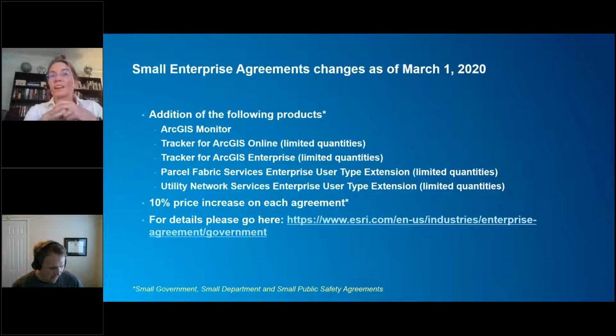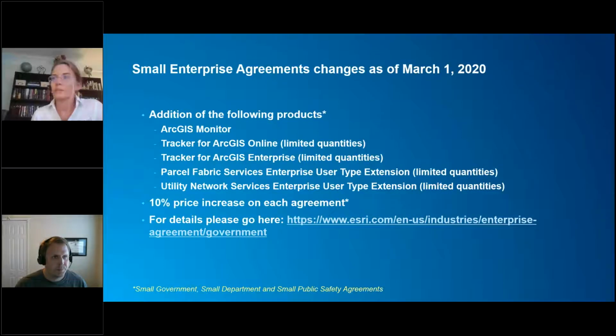Normally I would say a raise of hand of how many people are a small enterprise agreement customer. I wanted to make sure that you knew of the most recent changes, and when I say recent, March, a lot happened in March. We included some additional licensing in your small enterprise agreement, whether you're a small government customer, a small utility, small department. We have several now that are covered for those. So you do have unlimited ArcGIS Monitor licensing. So make sure that you're taking advantage of that.